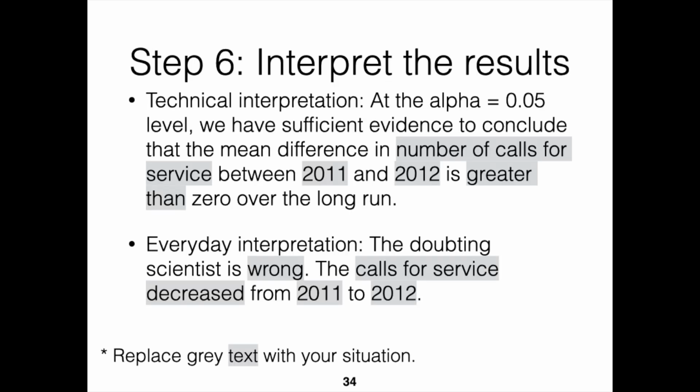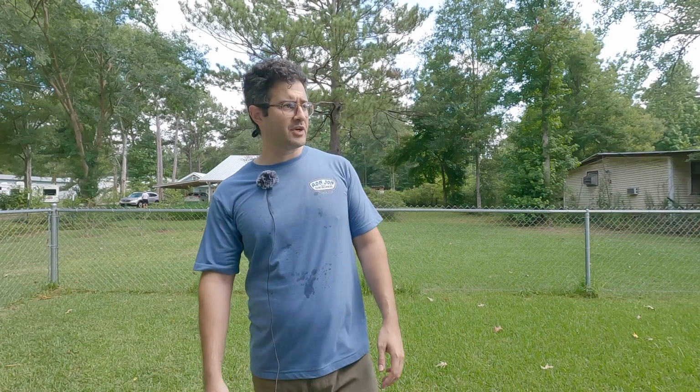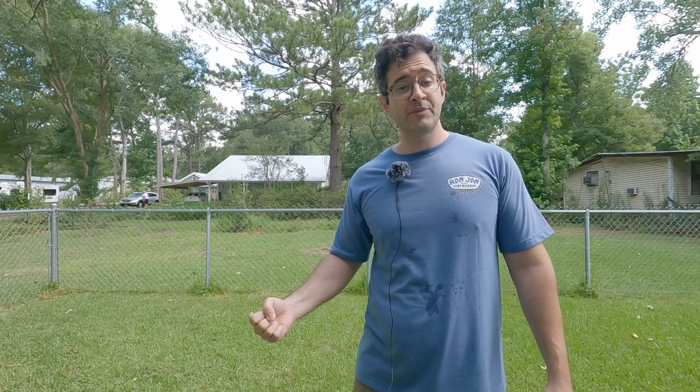Step 6, we then interpret our results. So we have our technical interpretation and our everyday interpretation. Again, we need 2 interpretations. We're going to present our findings to people who've taken stats courses before, so whatever we tell them, they're going to understand. But we also want to be able to share our findings with everyday people. We want to share our findings on social media. We want to change the world. So we need to come up with language that everyday people can understand.